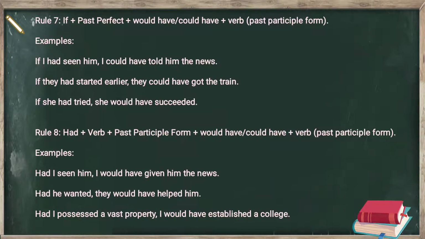plus হবে সামনে পেয়ে যাবা ইনশাল্লাহ। Then verb's past participle form. That had I seen him, I would have given him the news. যদি আমি তাকে দেখি তাকে আমি নিউজটা দিব। দেখো সেন্সটা, the sense is clear also. Had he wanted, they would have helped him. যদি সে চায় তাকে তারা হেল্প করবে। So anybody, can you make a new sentence for me by using these rules?